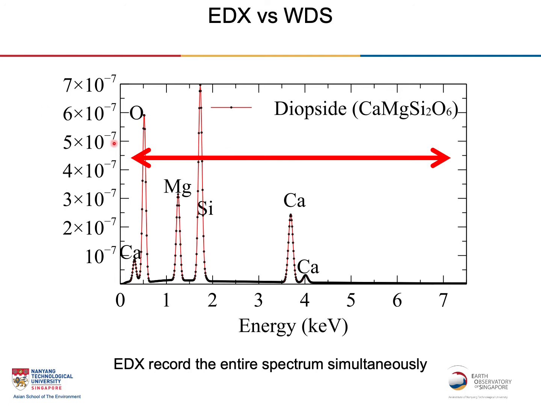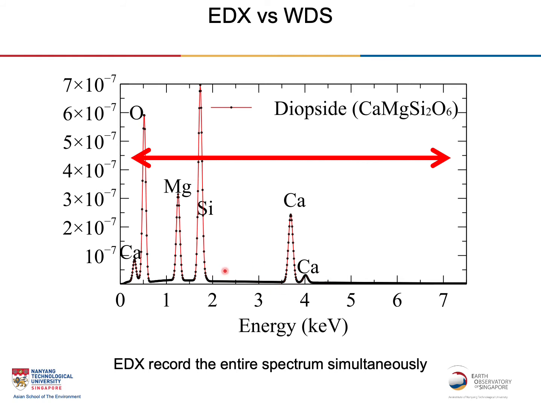So to make it clearer what I mean by the entire spectrum, here I have the simulated X-ray energy spectrum that is due to the interaction between electrons and clinopyroxene. Since clinopyroxene consists of multiple elements, we have calcium, silicon, magnesium, and oxygen. You will have a characteristic X-ray peak at different positions.